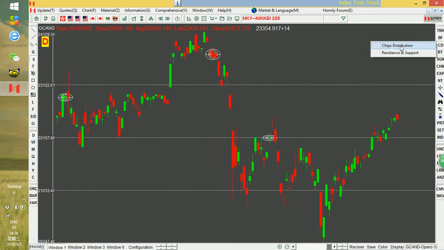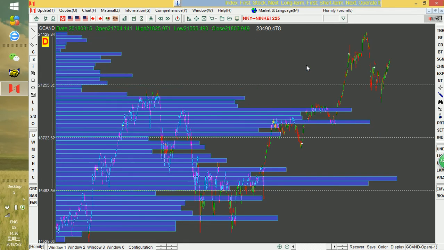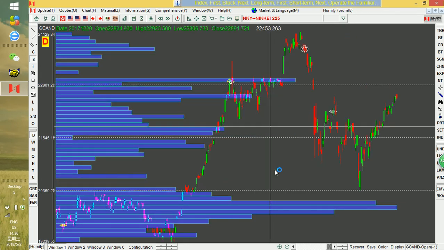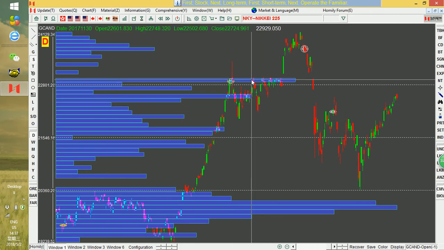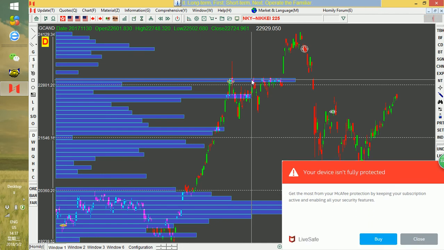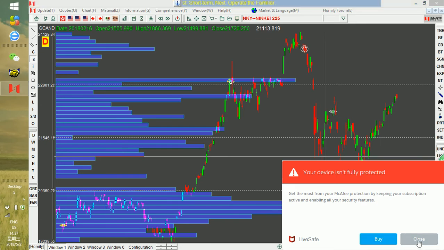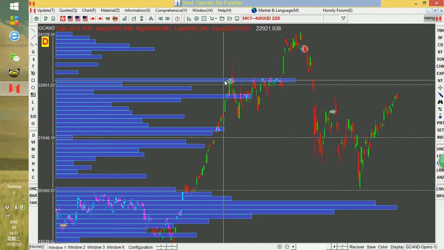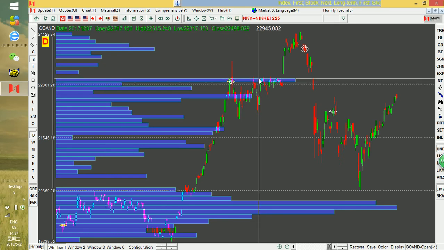And this is for chips, where we have the chips distribution. Chips distribution helps us to know the resistance and the support, because it is made of all kinds of blue columns. The longer the column is, the more volume there is in this price area, and more and more people buy and sell their stocks at this price area. So it is easy to form a resistance and support.